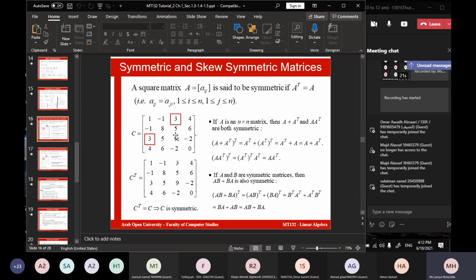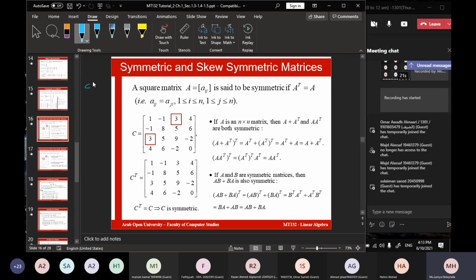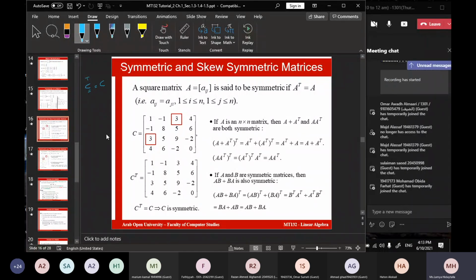Now we will learn something about the symmetric matrix. When we say that a matrix is symmetric, actually, we did it for some of you, but not all, in the previous class. Okay, what is the symmetric matrix? The symmetric matrix is the matrix that, when you get its transpose, you find that the new matrix is the same as the old matrix C.